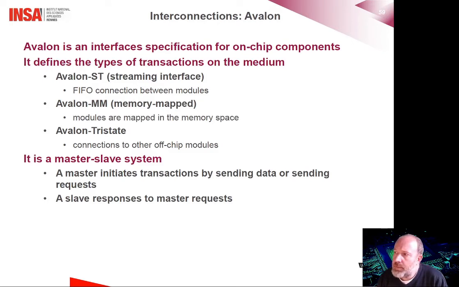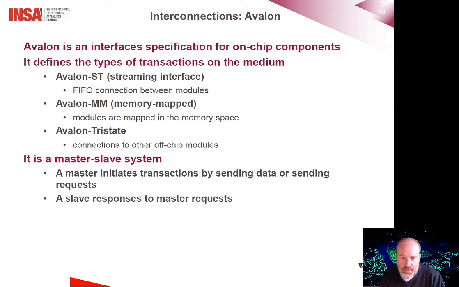Now we're going to take a look at the interconnections between the different modules of the Nios II system. All modules are connected through the Avalon standard, which is an interface specification for on-chip components. It defines the types of transactions on the medium. Right now, there are 3 different types of interfaces. The first one is what we call the Avalon-ST, which is a streaming interface that describes the way the modules can communicate through FIFOs to exchange data.